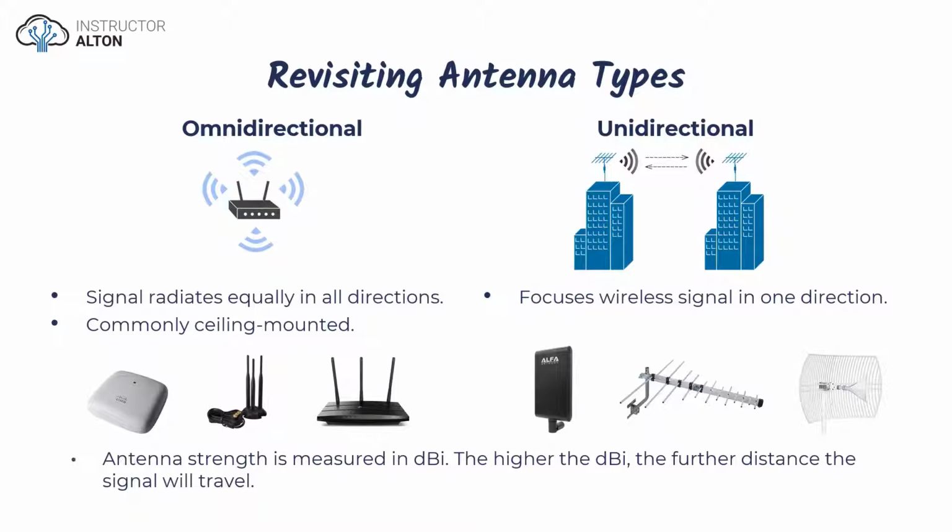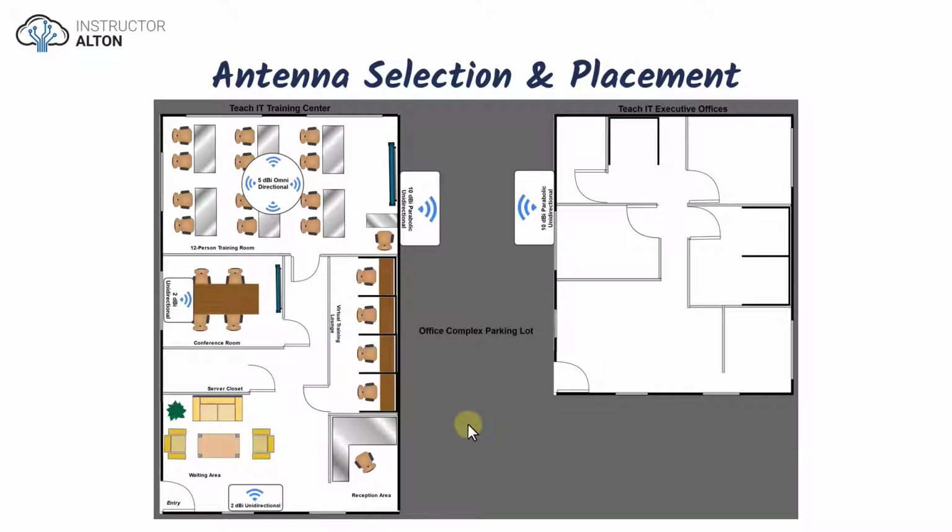That could be point to point from building to building, or it could just be on the edge of the building where we want the signal to only go inside the building. And remember, in terms of the strength, it's measured in dBi, and the higher the dBi, the further the distance. So let's actually take a look at an example that I put together.